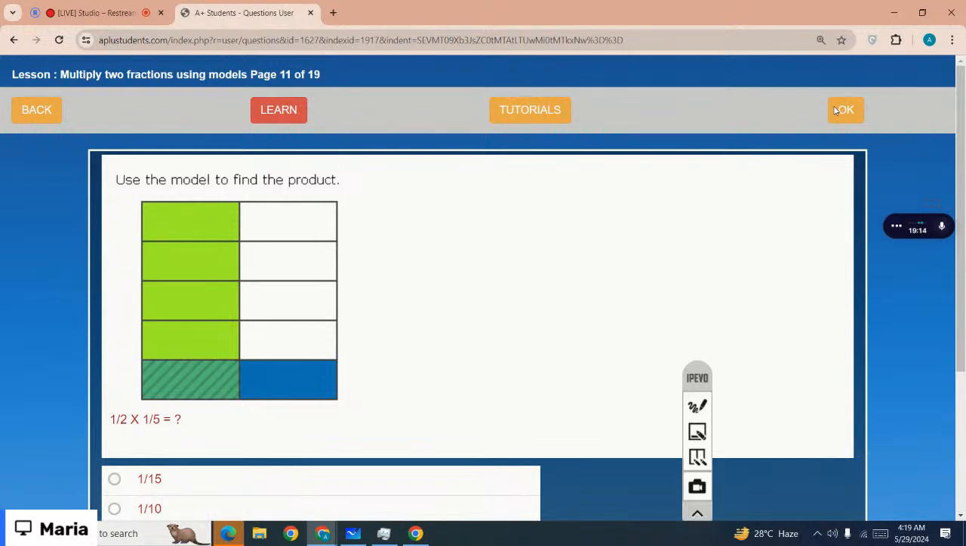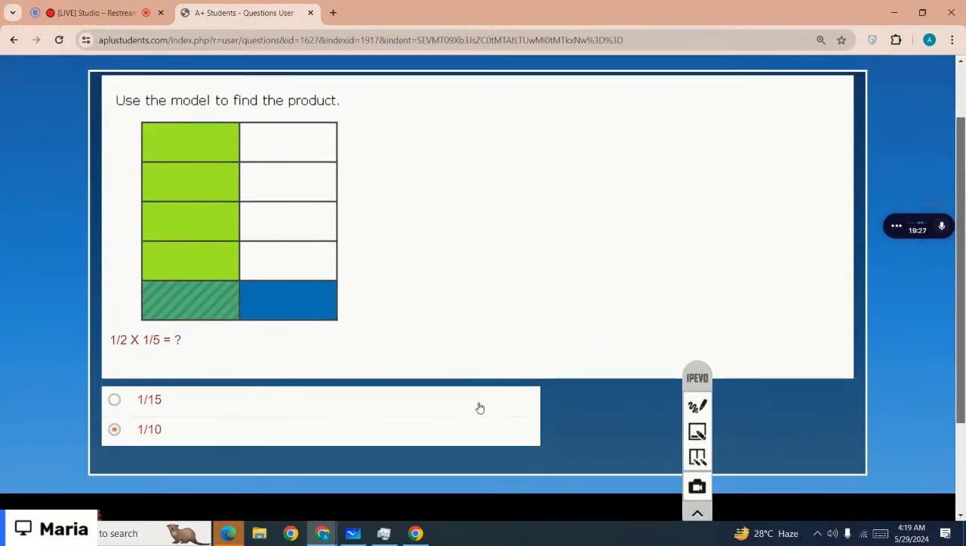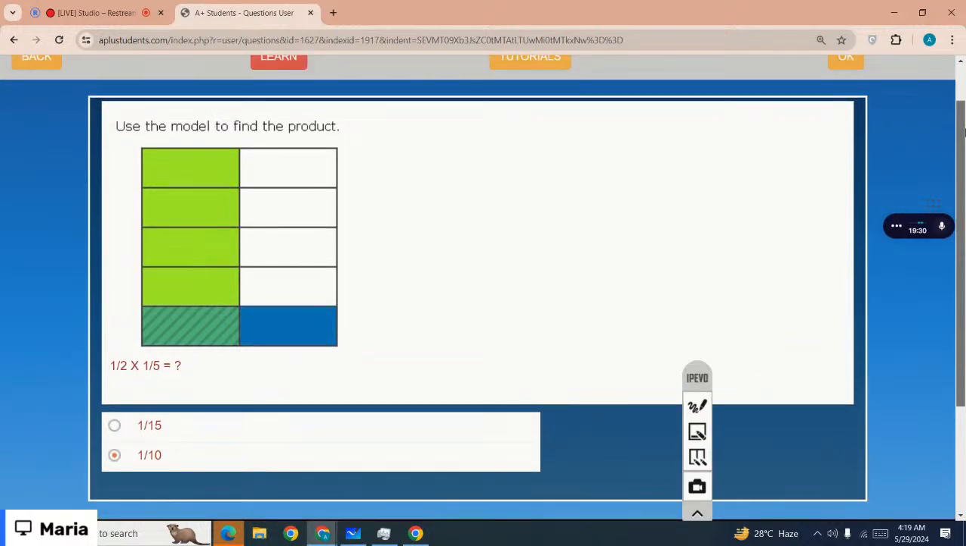One by 2 times 1 by 5. So which is the correct option? No, 1 by 10 it is. The correct option is 1 by 10.